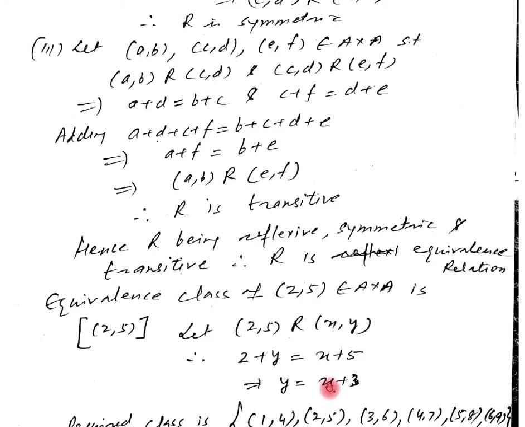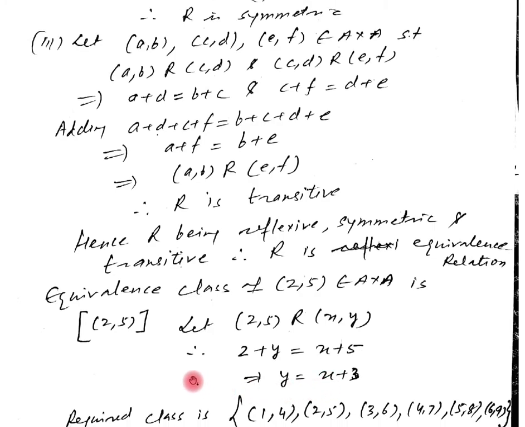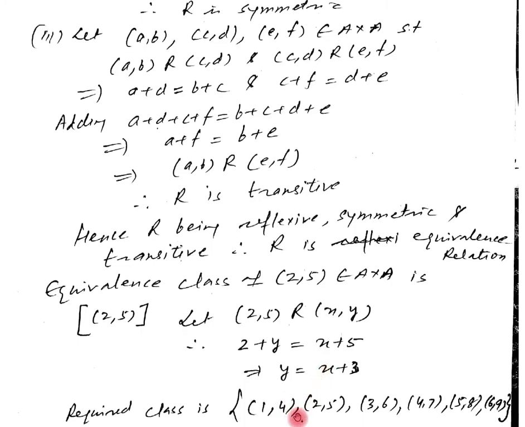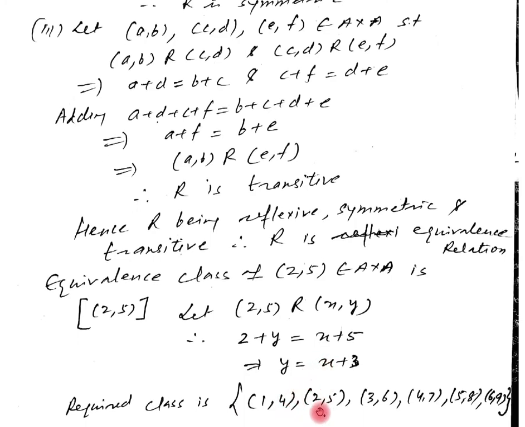Now we can take, putting the value of x. Our set A has elements 1 to 9. Therefore when x is 1, y is 4. When x is 2, y is 5. When x is 3, y is 6. When x is 4, y is 7. When x is 5, y is 8. When x is 6, y is 9.